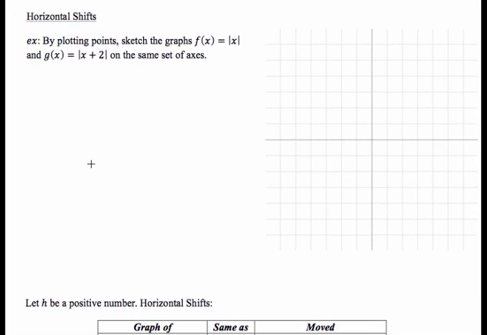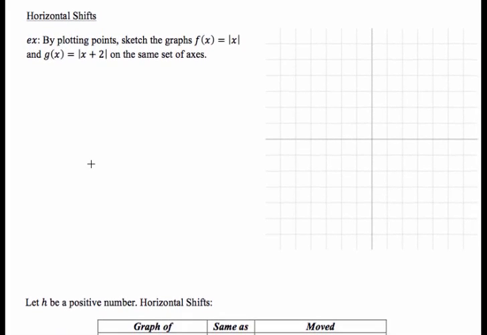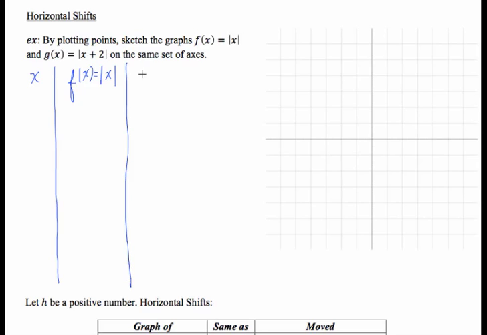Alright, next, for this one we are going to have to plot some points because we haven't done one like this. And we're going to look at a different kind of shift. So what I want to do is first make a t-chart here to graph both of these functions. So first we'll graph the absolute value of x, and then we'll graph the absolute value of x plus 2. Now this is not going to shift it up 2 because the plus 2 is inside the absolute value. It's not just tacked on to the end of the function.